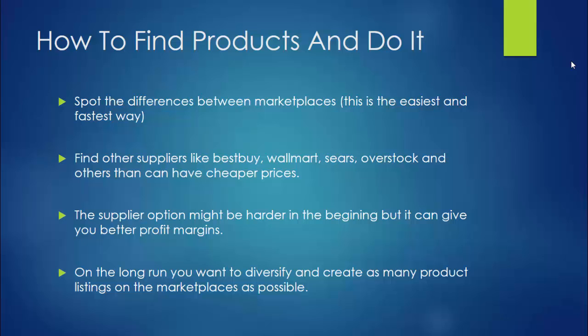After that, what you can do is find other suppliers, okay? So besides the marketplaces, for that product, another good option is to find other suppliers, okay? To see if you can find the product even cheaper, like Best Buy, Walmart, Sears, Overstock, and others that can have cheaper prices than even the lowest price marketplace. The supplier option might be harder, so the easiest way is just to look between marketplaces. It's a little bit more research to look at the other suppliers too, and it might be a little bit harder in the beginning, but it can give you better profit margins, right? Because you can find the product even cheaper.